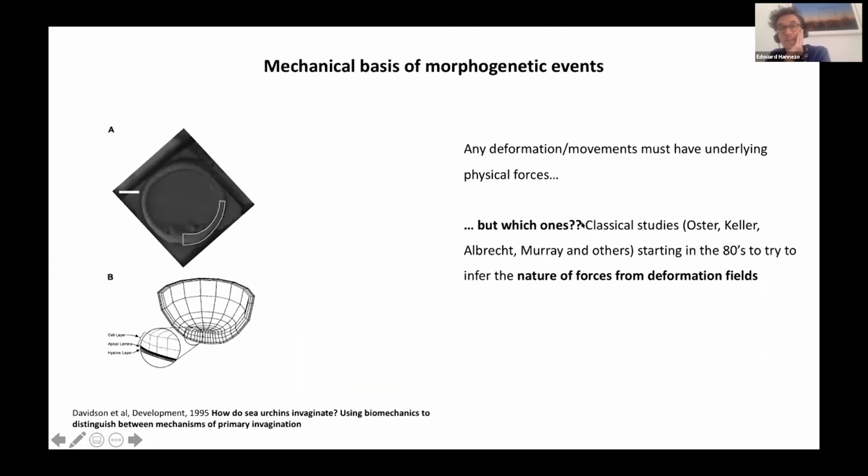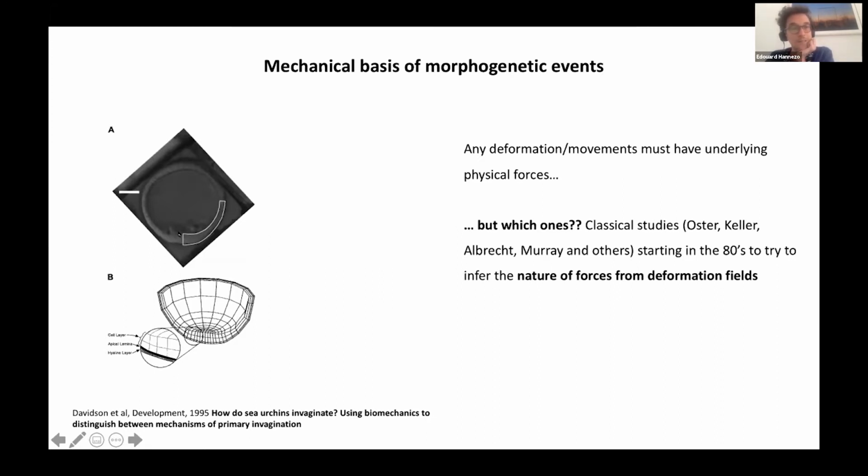This really started to be quantitatively addressed in the 80s by classical studies, in particular by the group of Oster, Keller, Albrecht, Murray, and many others, which had in common to essentially try to look in detail at some morphogenetic process and try to infer the nature of forces from deformation fields. So this is a paper I really like, for instance, in the 90s on how sea urchins invaginate.